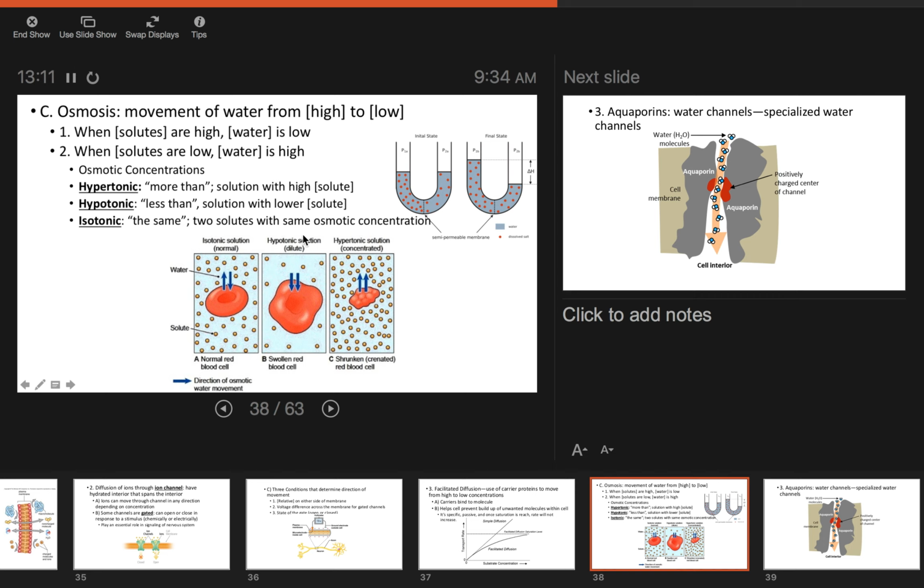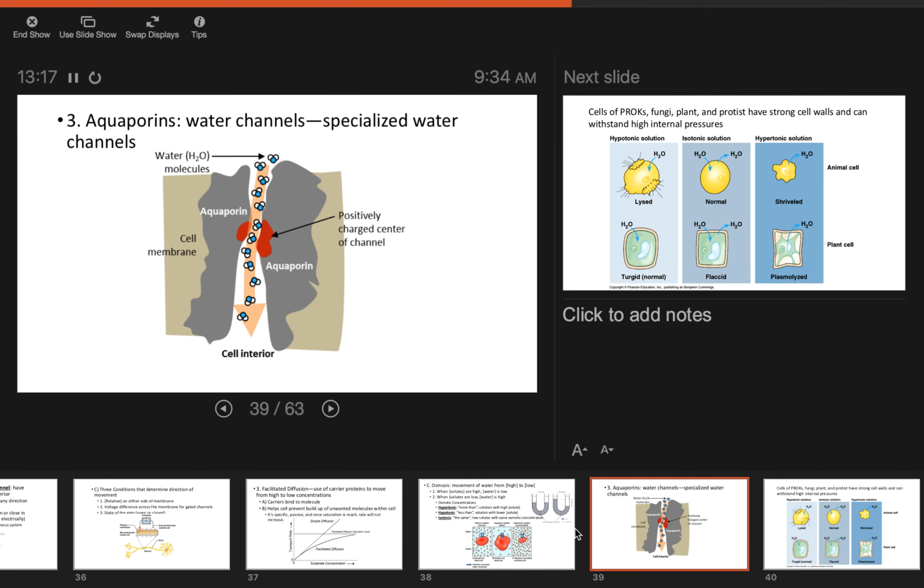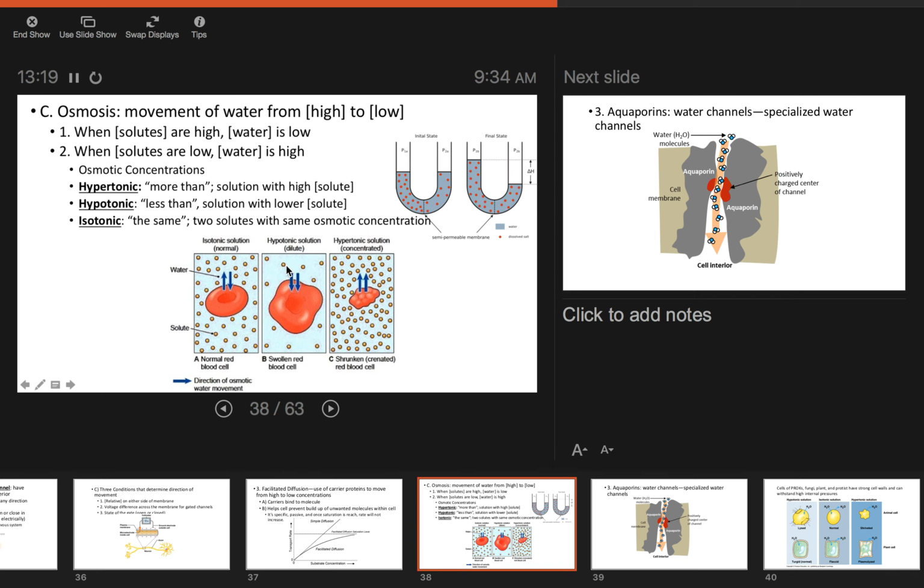Now, hypotonic means that you have a solution that has low solute concentration. So I have low solute concentration. As a result, I have high water concentration. So I have high water out here, low water inside the cell. Water moves from high to low, and as a result, the cell will increase or swell, and it gets really, really big. So we call this a hypotonic solution, and hypo sounds like hippo.